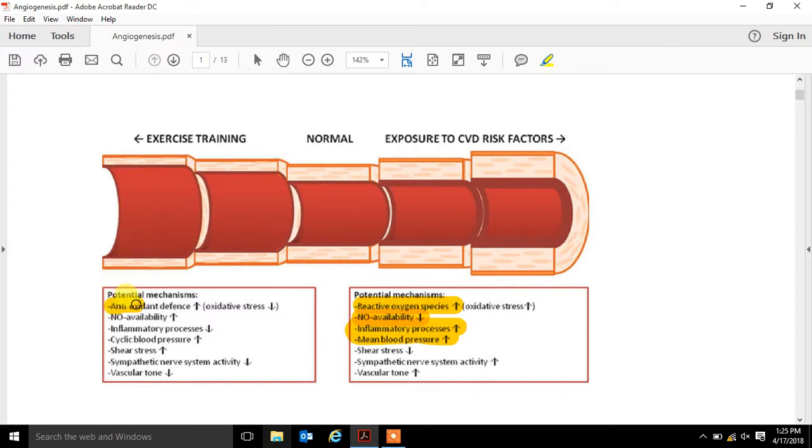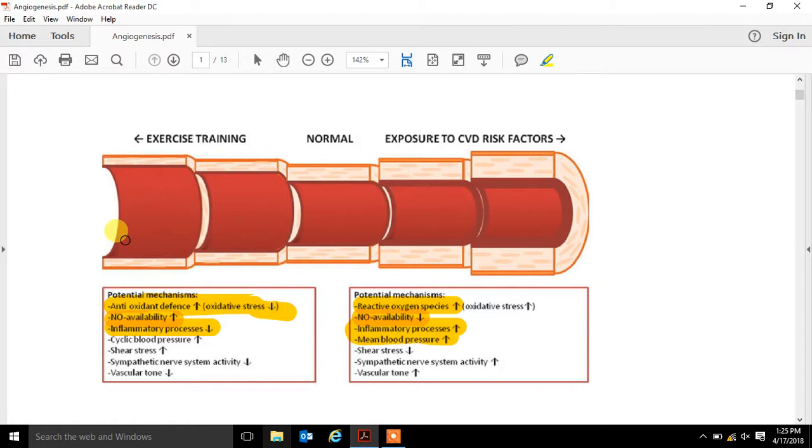And this is going to be due to things like increases in antioxidants or decreases in oxidative stress, improved nitric oxide bioavailability, and decreased inflammation. Those are going to be big factors. And it has on here cyclic blood pressure. Don't really worry about that too much. That's more of an experimental model. But we know with exercise training, we're going to see decreases in oxidative stress, improved nitric oxide bioavailability, and decreased inflammation.